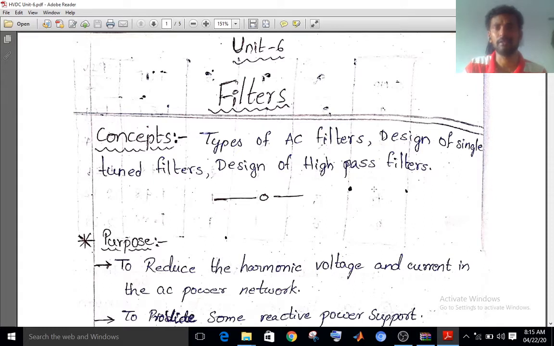So, as we have already discussed, in the HVDC converter station, we are placing AC filters on the AC side and DC filters on the DC side of the HVDC converter station. These filters are used to filter out or reduce the harmonic content in the HVDC transmission system. The main purpose of filters is to reduce the harmonic content in the voltage and current waveforms of the AC power network.